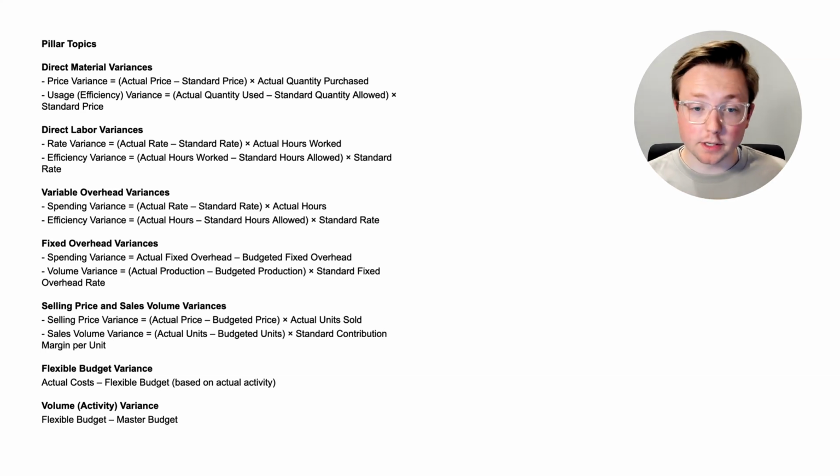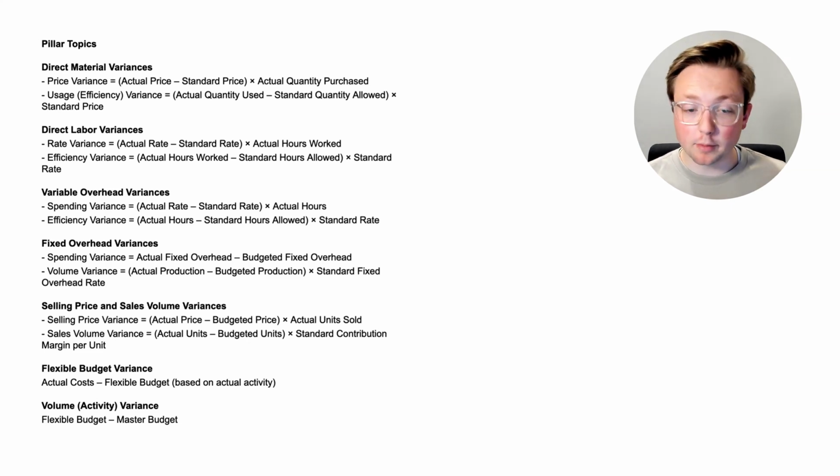First, let's talk about direct material variances. First, there's price variance, and you do that by taking the actual price less the standard price and multiplying it by the actual quantity purchased. Then there's the usage or efficiency variance for direct materials, and that's the actual quantity used less the standard quantity typically allowed, and you multiply that by the standard price. And again, you'll be seeing that same idea throughout the rest of these.